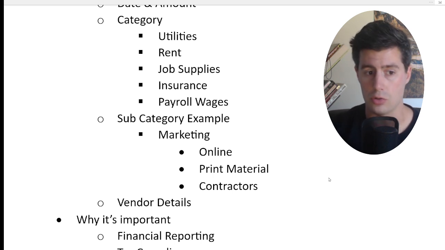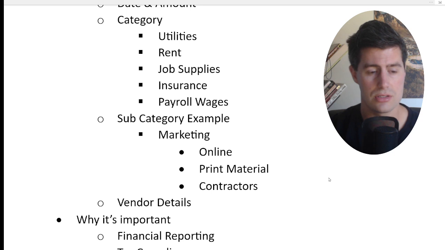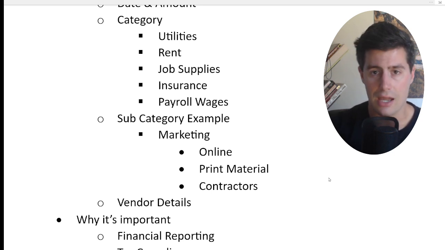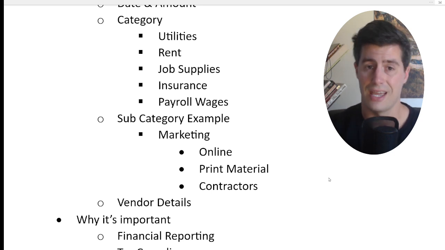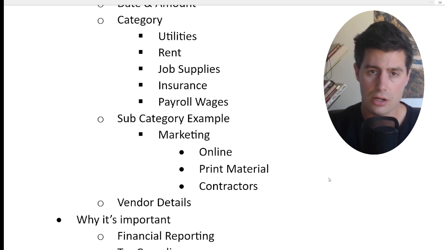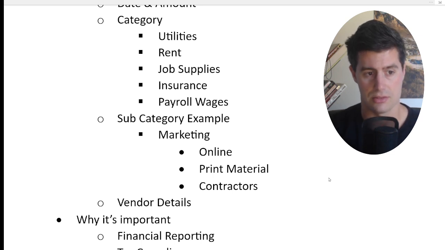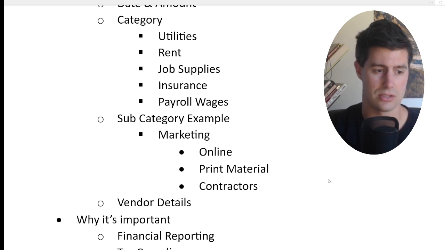Online, maybe that's Google Ads. Print material, maybe that's flyers or mailers. Contractors, maybe we hire a social media manager to help us with marketing. You can see how those are all three related to marketing, but we want a little bit more detail in our profit and loss, in our chart of accounts. So we can use subcategories.